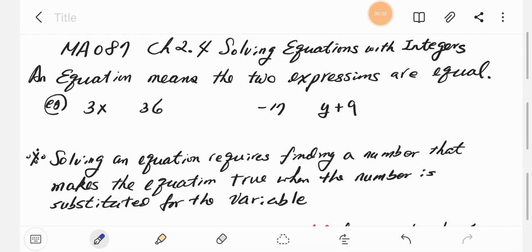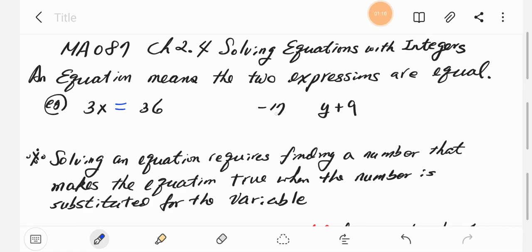Equation means, let's say there are two expressions. For example, here are 3x and 36, two expressions. One is the product of 3 and x, and the second expression in this case is just a number. So these two expressions are equal. That means we put the equal sign, and then this is an equation. There's an equal sign, and there are two expressions, one on the left side of the equation and the other on the right side. Putting this together with the equal sign, that is an equation.